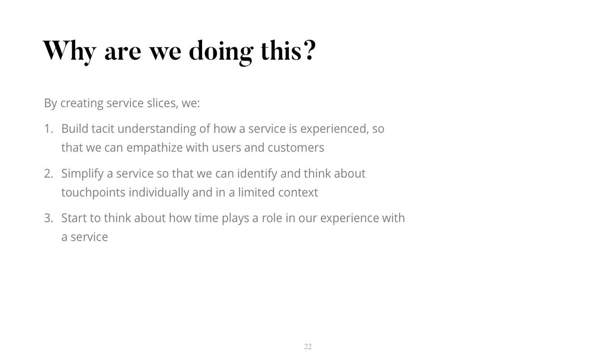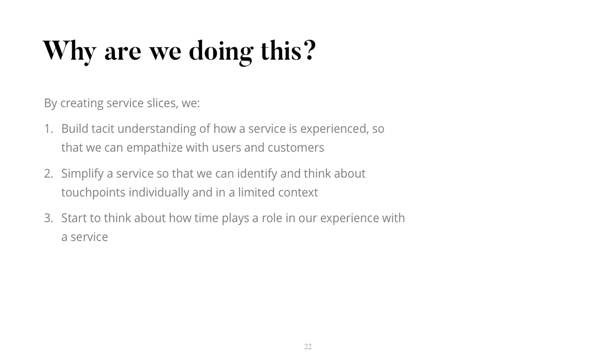Next, it's going to simplify a service. It doesn't feel that way when you first look at it. It feels kind of complicated. But these models are going to simplify the service in your mind so that you can start to identify problems and isolate them from the larger context of the entire service.